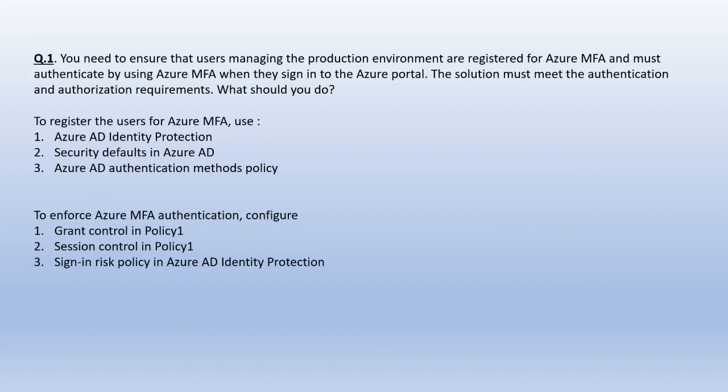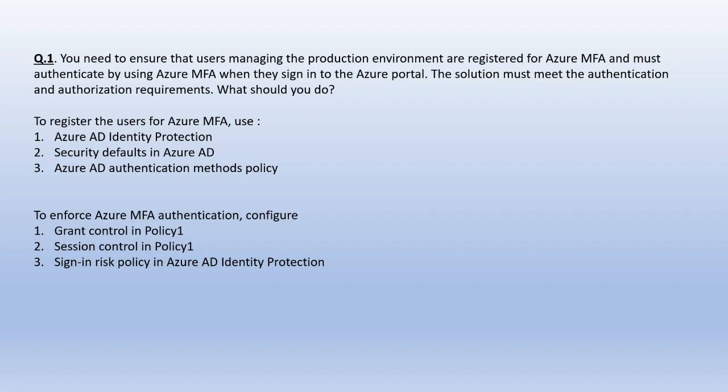So here's the first question. You need to ensure that users managing the production environment are registered for Azure MFA and must authenticate by using Azure MFA when they sign into the Azure portal. The solution must meet the authentication and authorization requirements. What should you do? First, to register the users for Azure MFA, use: first option, Azure AD Identity Protection; second option, security defaults in Azure AD; third option, Azure AD authentication methods and policy.